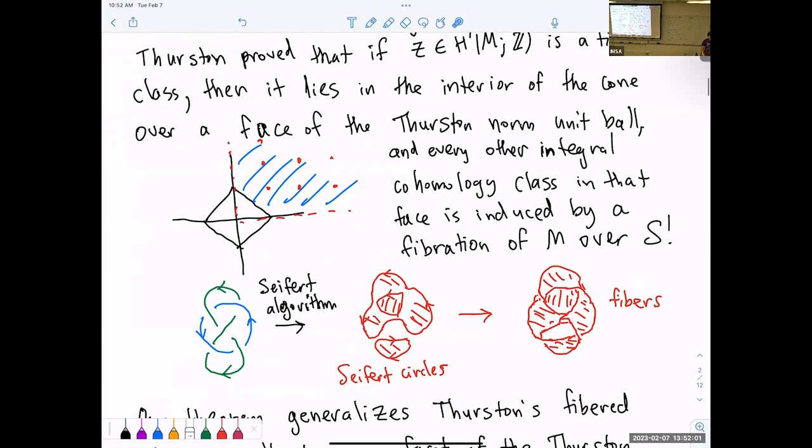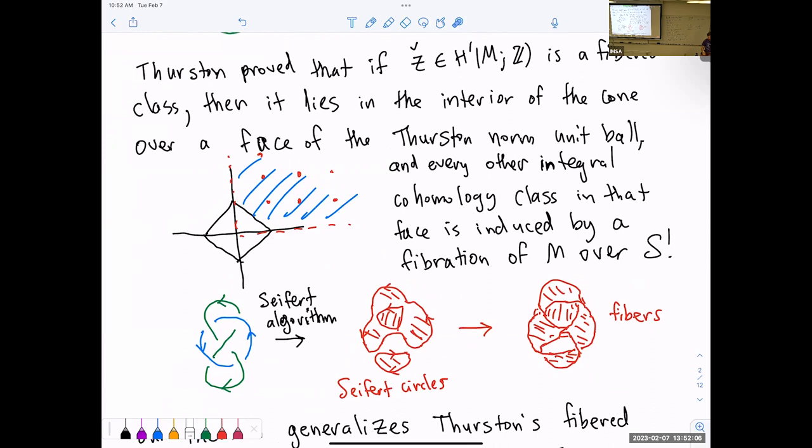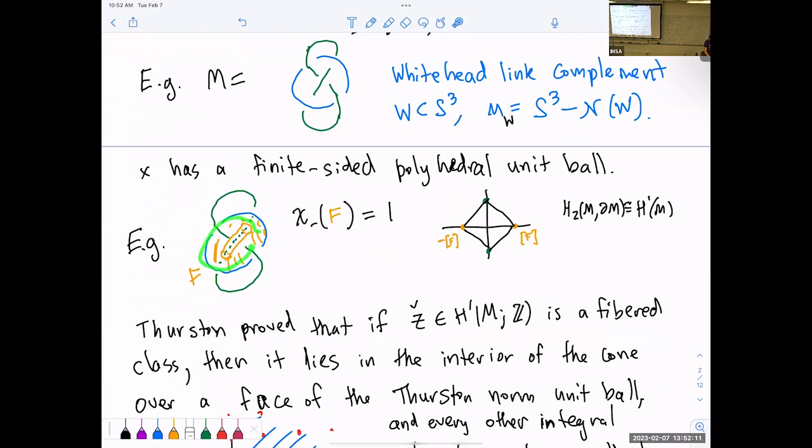When you look at these vertices, they cannot be fibered classes, and you can sort of see that here. If I had a fibration of this complement, it certainly has to meet both components, but this fiber only meets one component. So it's obvious in that case that it can't be fibered. But he proved more generally that points sitting over lower dimensional faces of that Thurston norm ball are not fibered.